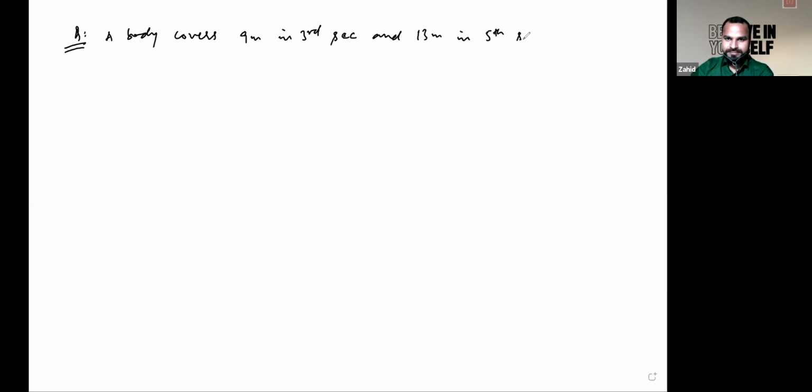I'm giving you one more problem related to equation of motion. Try to simplify. A body covers 9 meter in third second and 14 meter in fifth second. Find initial velocity and acceleration. Try to solve.